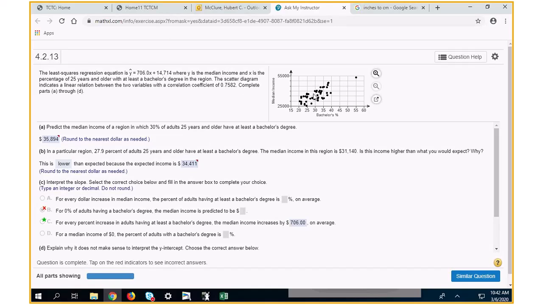All right, let's do this one. This one says predict. Oh, this one, you don't have to do anything but plug and chug. Here is your formula. Write down the formula. And people get it wrong because they think that's a decimal. That's not a decimal. That's $14,714.